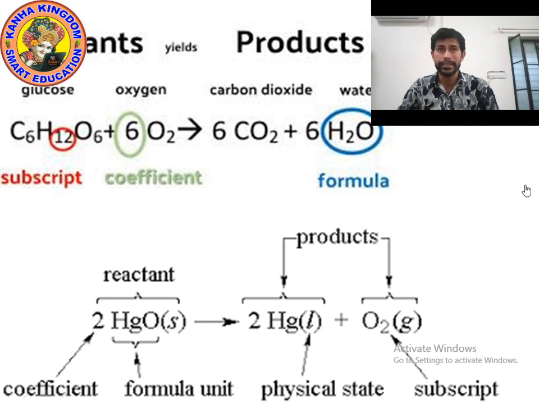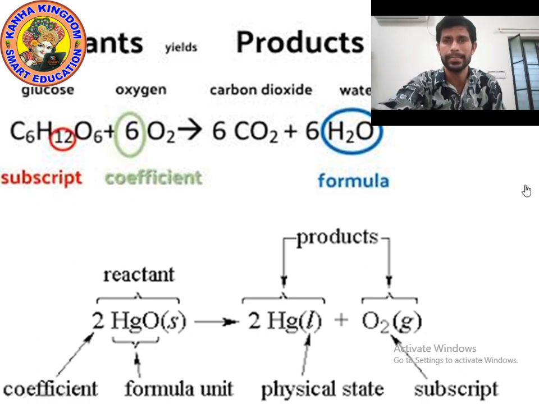When this reactant breaks down, it gives out Hg plus O2. Hg, mercury. Mercury is found in liquid form at room temperature. You already know O2. What is O2? O2 is a gas. That's why G is written in brackets, G for gas. And Hg is a liquid, so L for liquid. Okay, so I hope you understood. Now let's move on to the next point.